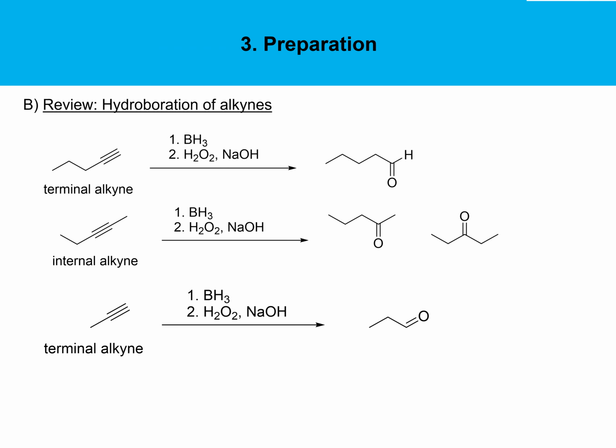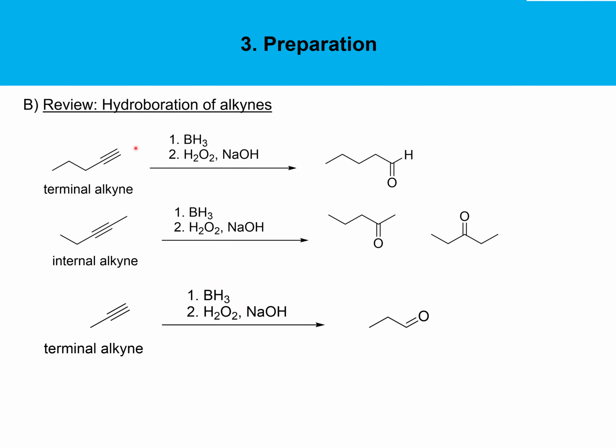Another method to make aldehydes and ketones is through a reaction we saw previously, the hydroboration of alkynes. If we have a terminal alkyne and we add borane, hydrogen peroxide, and base, we can oxidize the alkyne into an aldehyde. Notice the aldehyde will have the same number of carbons. So here to begin with, we have 1, 2, 3, 4, and 5 carbons, and the product will have also 5 carbons.